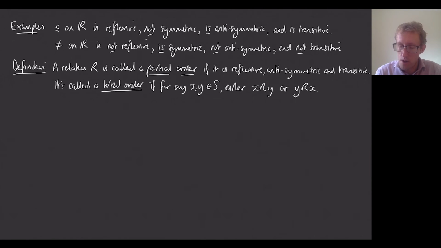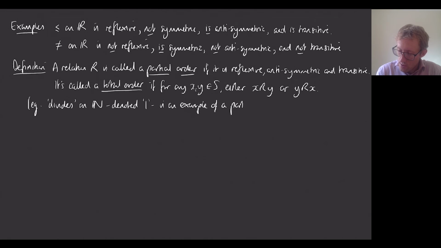An example of something that would be a partial order but not a total order is the relation divides. So I'll just give this as an example. The relation divides on the natural numbers, which we often denote with a vertical line, is an example of a partial order that is not a total order. Okay, I'll leave you to check that that satisfies the definition of being a partial order.